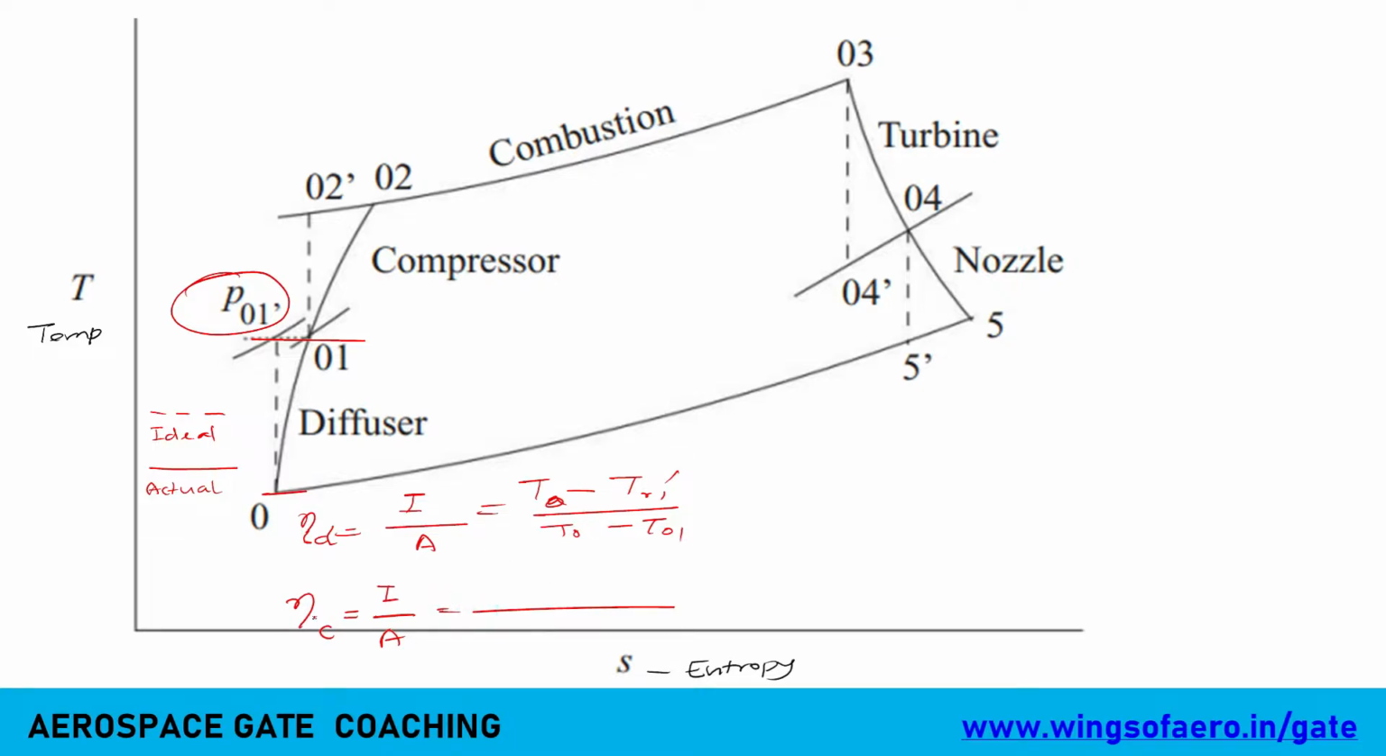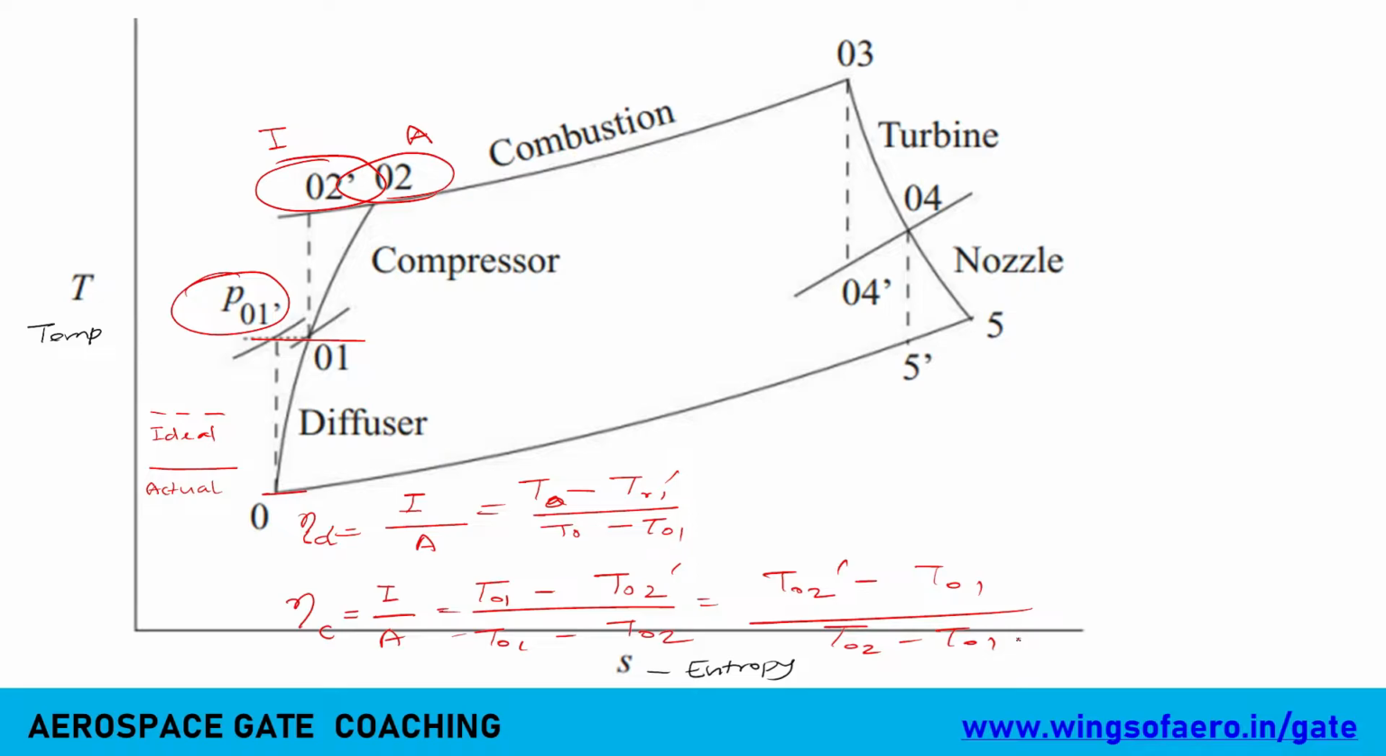Similarly, to find out the efficiency of the compressor, what is that? Ideal by actual. Now what is the ideal here? This is the ideal, this is the actual. So we are going to keep this T naught 1 constant with T naught 2 prime, and T naught 1 with T naught 2. Now you can also write it in this way, either of it is going to serve the purpose.